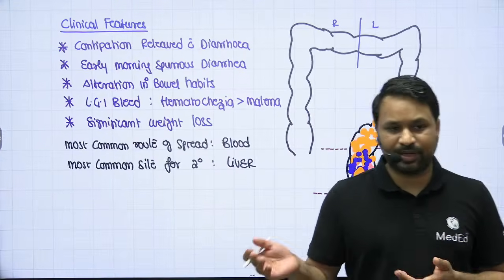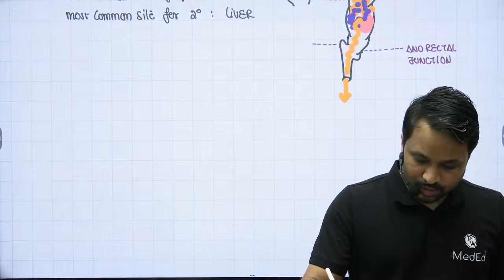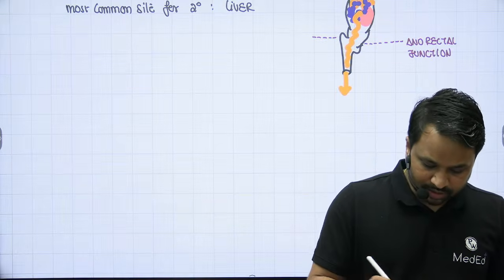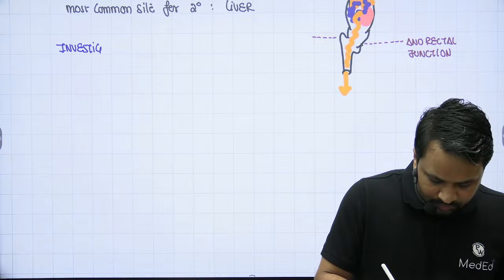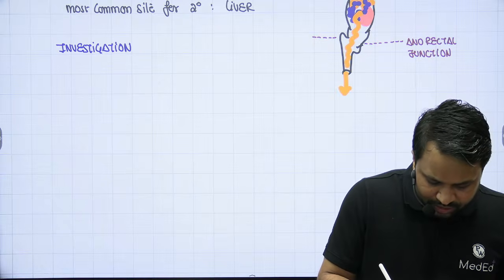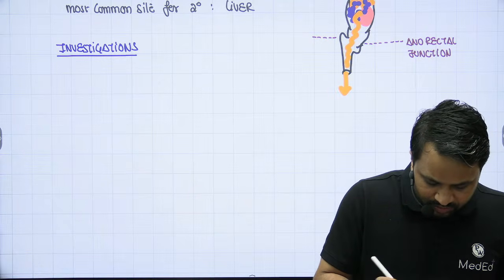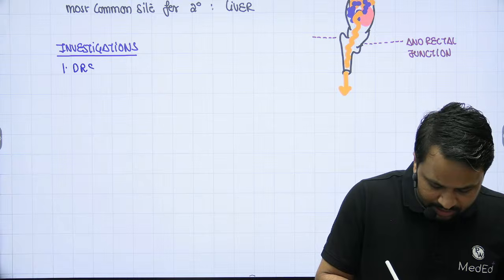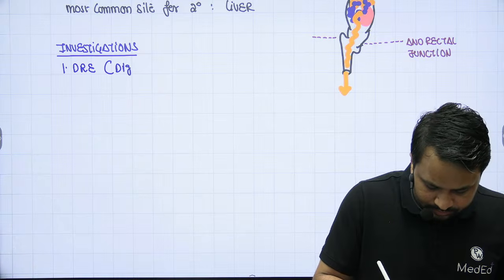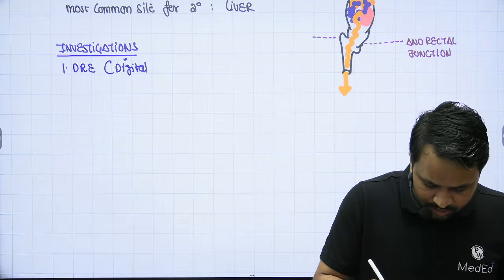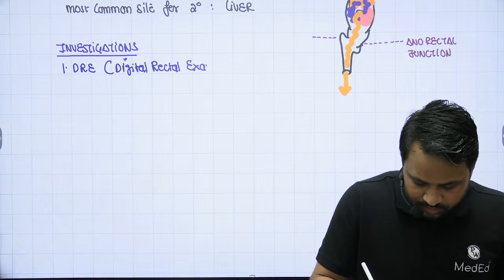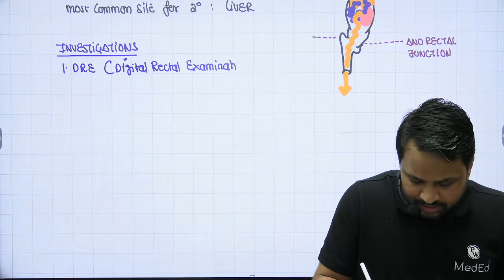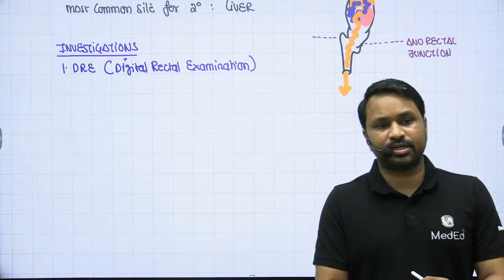Now obviously the patient has presented with lower GI bleed. So what are the investigations that we are going to conduct? In terms of investigation, the first one is going to be a DRE, that is your digital rectal examination.